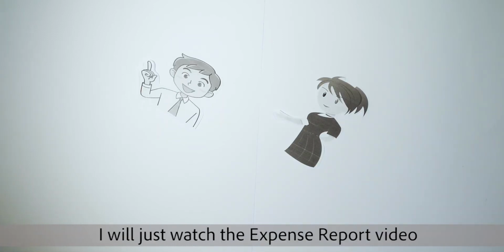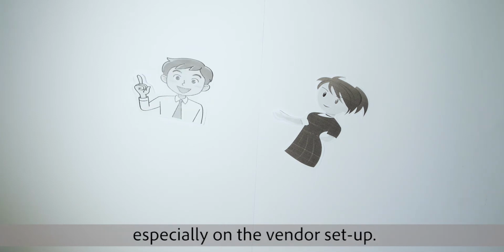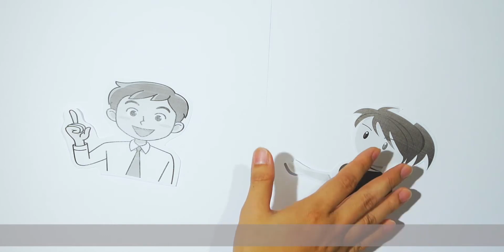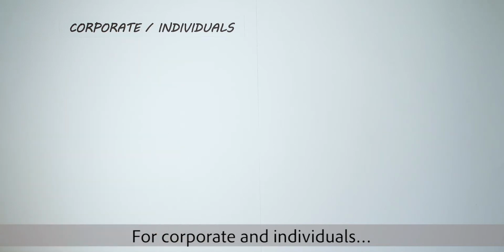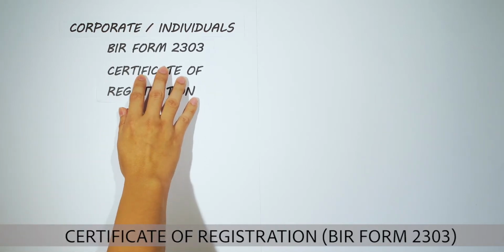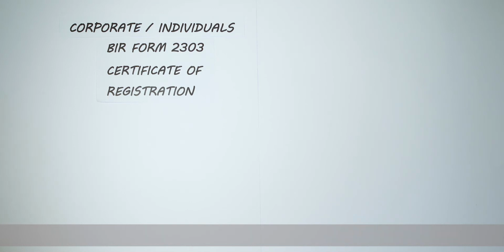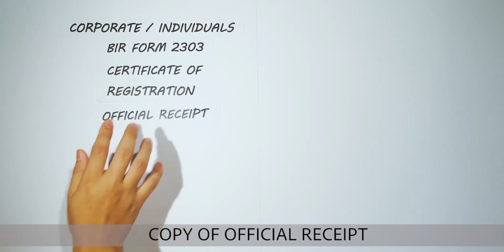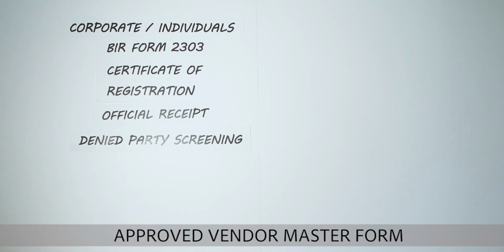Copy on that. I will just watch the expense report video for the needed requirements, especially on the vendor setup. The following are the requirements for the vendor setup. For corporate and individuals: Certificate of Registration or BIR Form 2303, copy of official receipt, denied party screening results or DPS, and approved vendor master form.